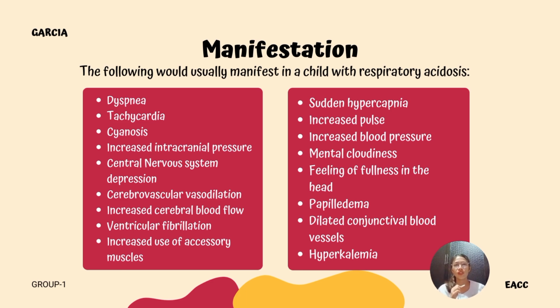So dito naman sa manifestation, the following would usually manifest in a child with respiratory acidosis: dyspnea, tachycardia, cyanosis, increased intracranial pressure, CNS depression, cerebrovascular vasodilation, increase in cerebral blood flow, ventricular fibrillation, increased use of accessory muscles, sudden hypercapnia, increase yung pulse as well as blood pressure, may mental cloudiness, and nararamdaman nila na full yung ulo nila, parang nangangapal. And then dilated yung conjunctival blood vessels and may hyperkalemia.